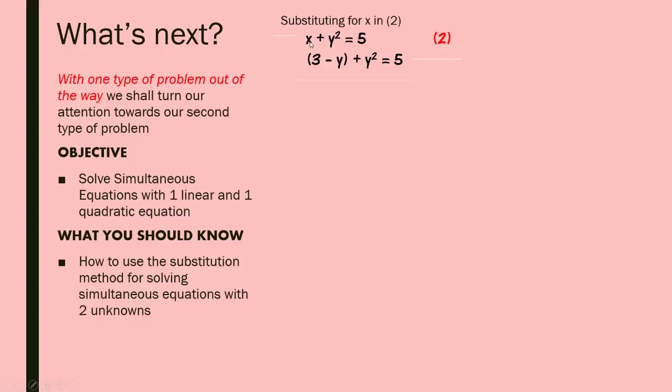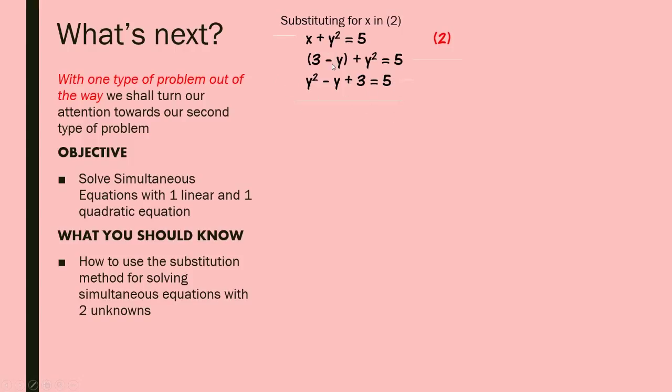So we've got x was equal to 3 minus y, or x was exactly the same as 3 minus y. So I'm going to replace the x here with 3 minus y. I've got 3 minus y plus y squared equals 5. I'm going to multiply that out and rearrange so that it's got a y squared term at the front, then the y term, then the number. So it'll give me y squared minus y plus 3 equals 5.